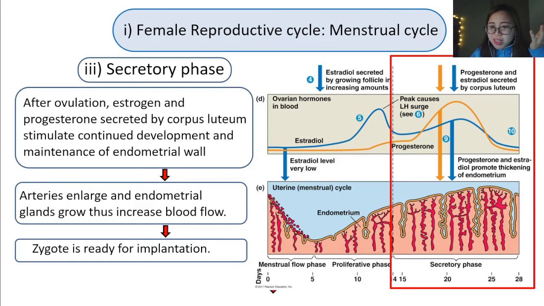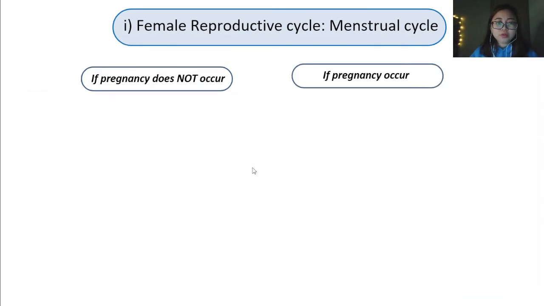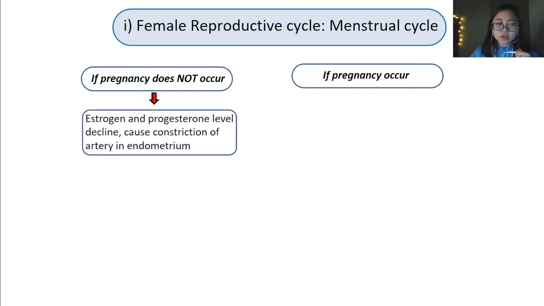Is there zygote? Is there no zygote? What happens if there is zygote? What happens if there is no zygote? Then we go into the next slide and we start to think. Apa yang terjadi dalam rahim, dalam menstrual cycle, kalau pregnancy tidak berlaku? Apa yang terjadi dalam rahim kalau pregnancy berjaya berlaku? So, let's have a look.